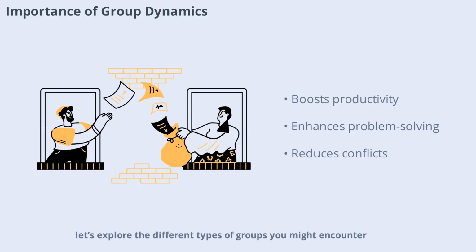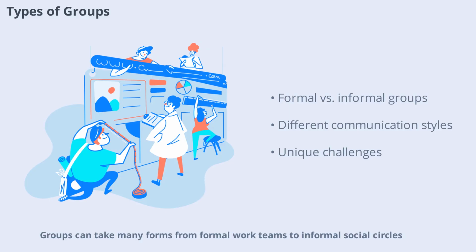Now, let's explore the different types of groups you might encounter. Groups can take many forms, from formal work teams to informal social circles. Formal groups are often created by organizations to achieve specific goals, while informal groups form naturally based on shared interests or friendships. Understanding the type of group you're working with is crucial, as it influences the group's structure, communication style, and decision-making process. Each type of group brings its own set of challenges and opportunities.